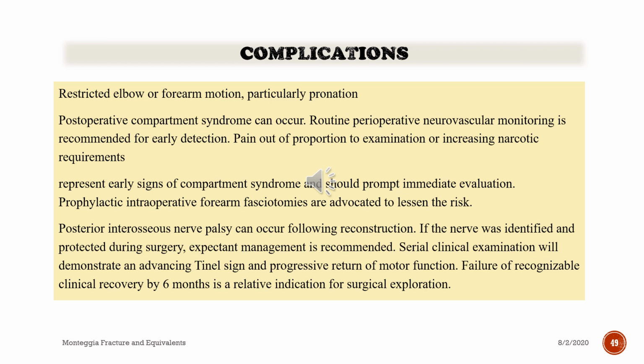Posterior interosseous nerve palsy can occur following reconstruction. If the nerve was identified and protected during surgery, expectant management is recommended. Serial clinical examination will demonstrate an advancing Tinel sign and progressive return of motor function. Failure of recognizable clinical recovery by 6 months is a relative indication for surgical exploration.